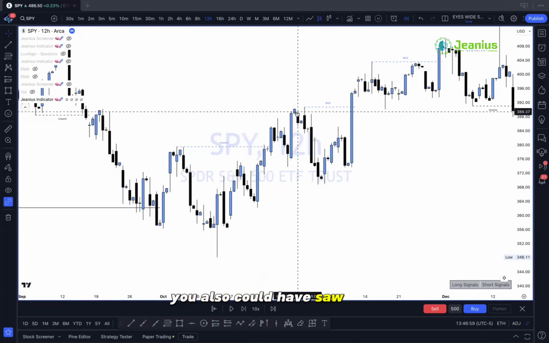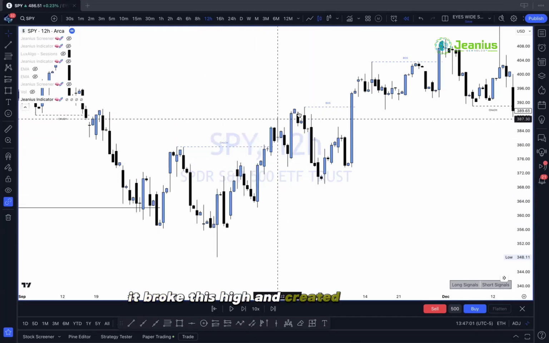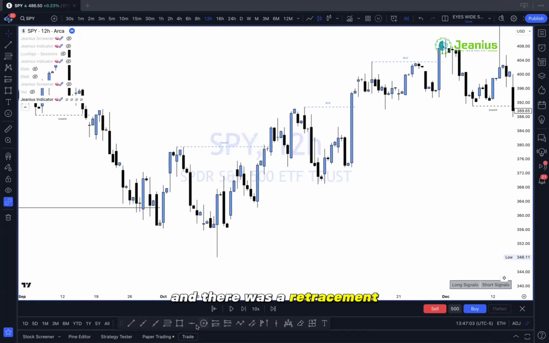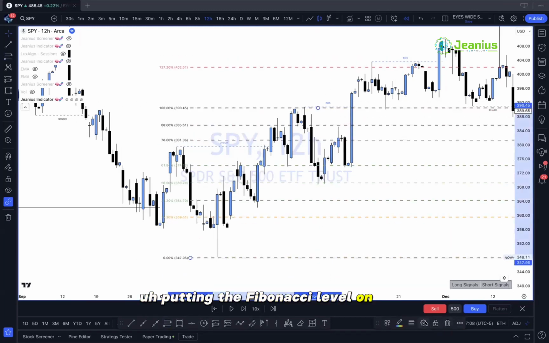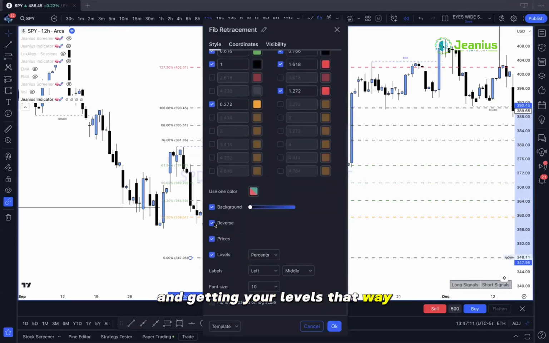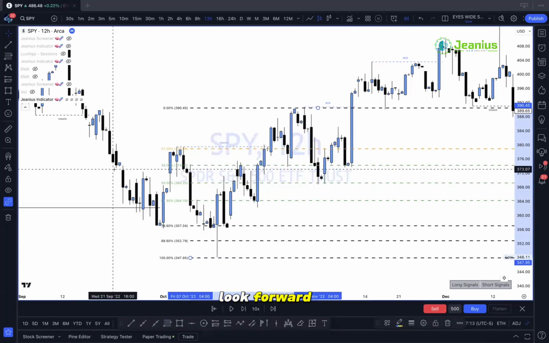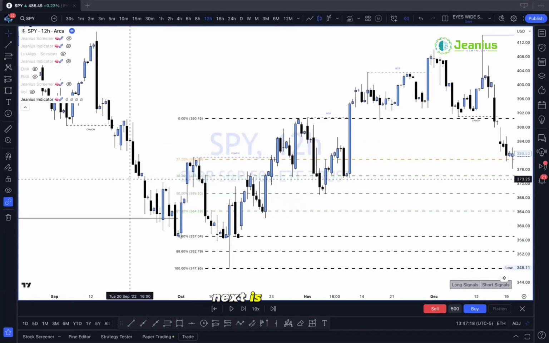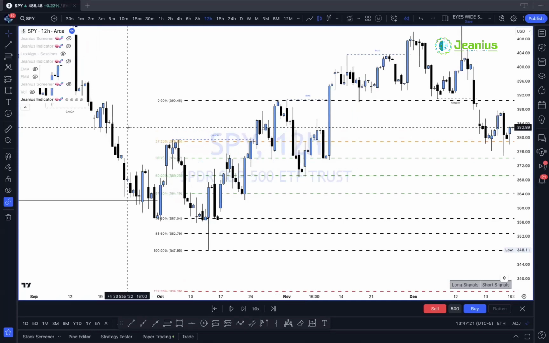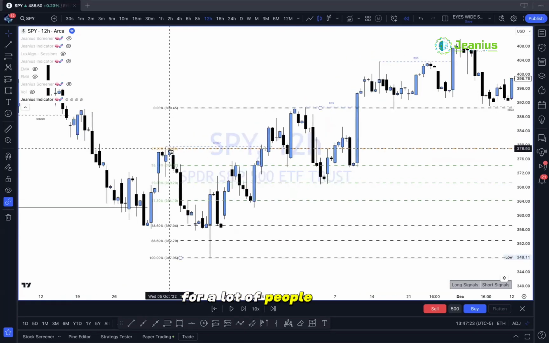You also could have seen that it broke this high and created a new high, and there was a retracement. So you also could have put a Fibonacci level on here and gotten your levels that way. And that's something that we're looking forward to including in the indicator. Next is automatic Fibonacci levels. I think that's gonna be really cool for a lot of people as well.